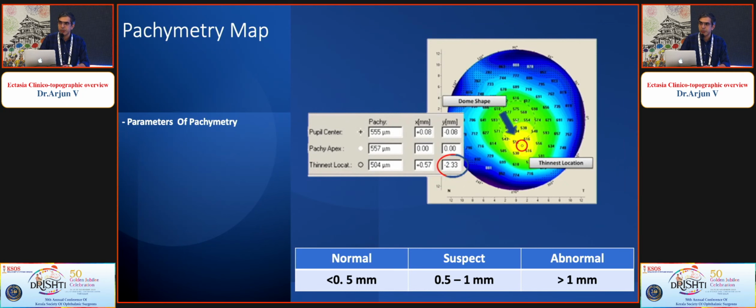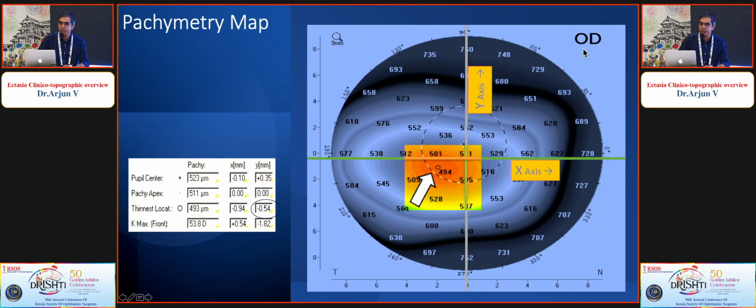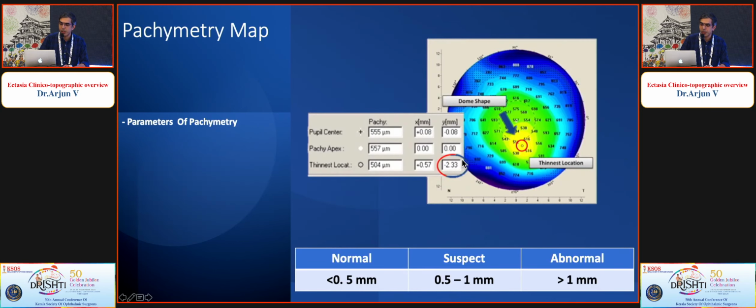One more thing you can see for this is the y coordinate. The y coordinate is the inferior deflection of the cone. As I said, most of the ectasias are inferior and temporal. If the y coordinate is more than 1 millimeter from the center, it is considered abnormal.